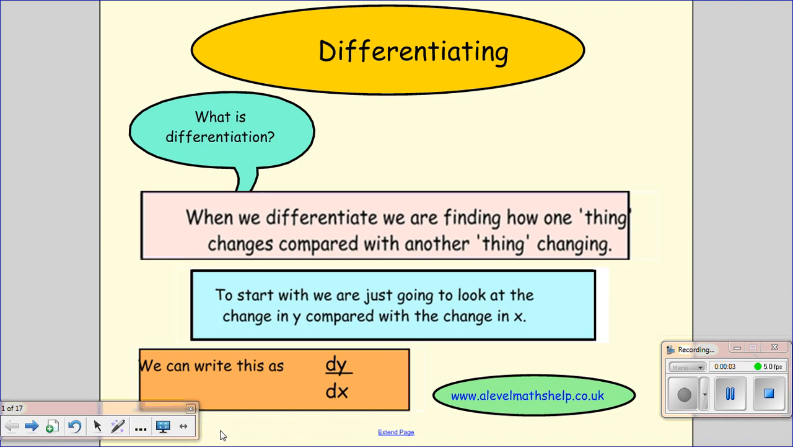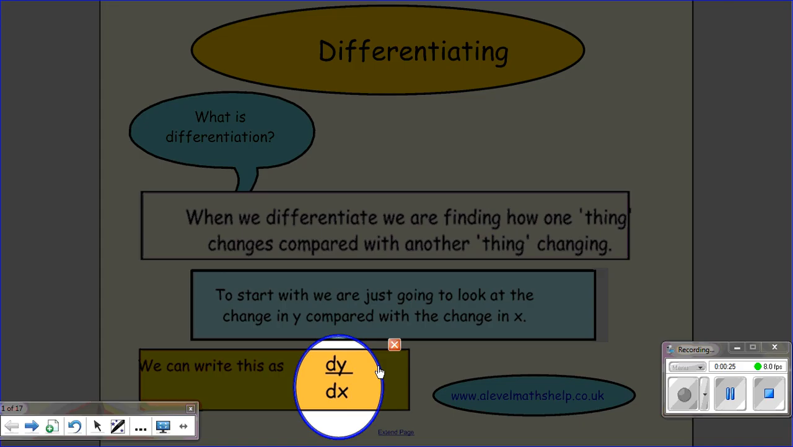Hi, so in today's lesson we're going to be looking at differentiation. Now this is just an introduction to differentiation, so we're just going to look at the basic scenario when we have y is some function of x. Now when we differentiate, what we're doing is looking at rate of change, so how one thing changes compared to another. Now in maths we can write that like this, dy by dx. That means how much y changes as x changes.